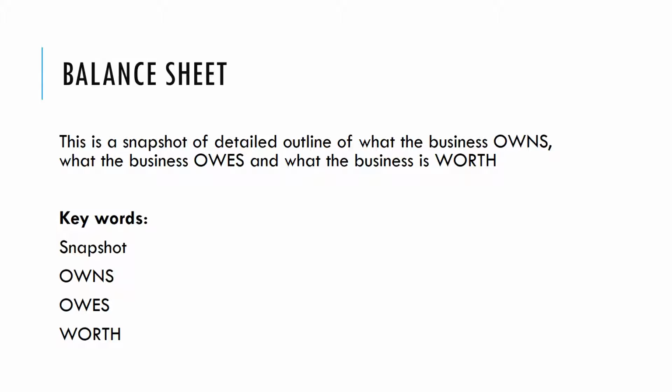So the balance sheet is a snapshot, a detailed outline of what the business owns, what the business owes, and what the business is worth. And so there are four key words that you need to think about when you look at this slide. The first key word is that it is a snapshot. It is a moment in time. It is not for the end of a period. It's not done for a full year. It is the way that a business looks at a single moment in time that the document is reported.